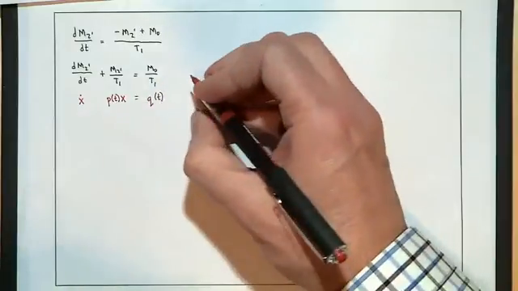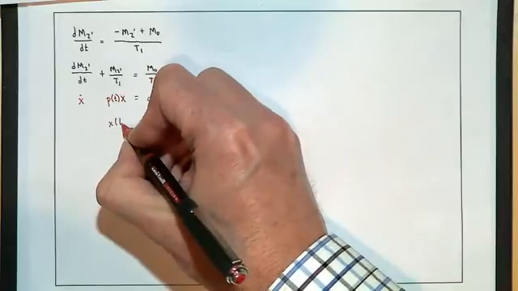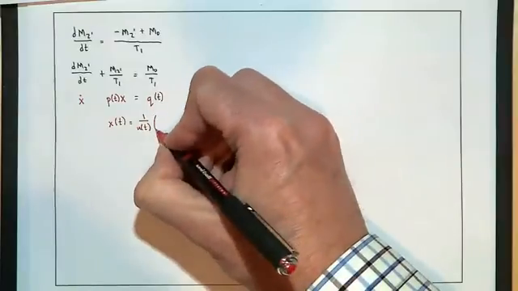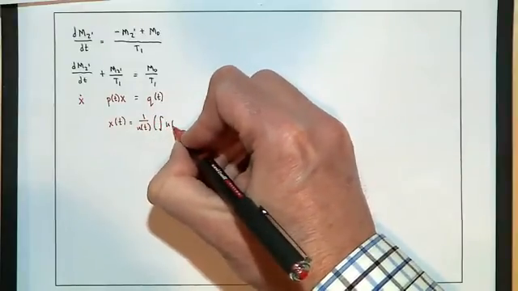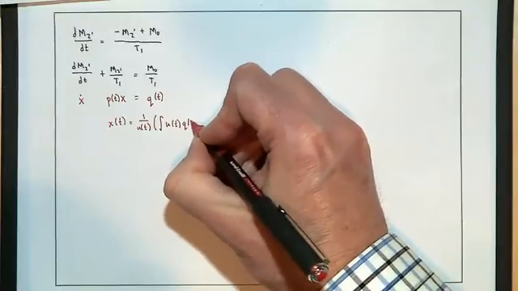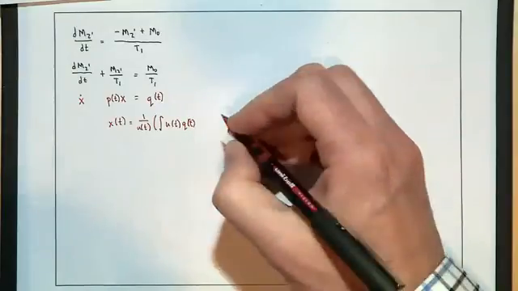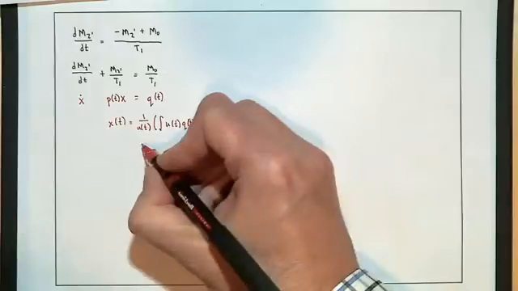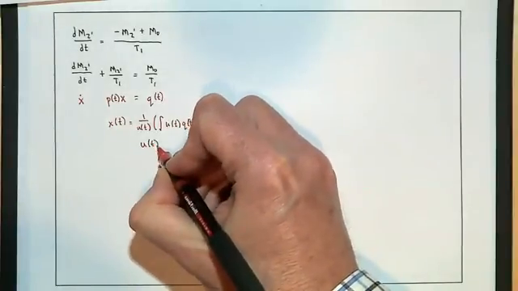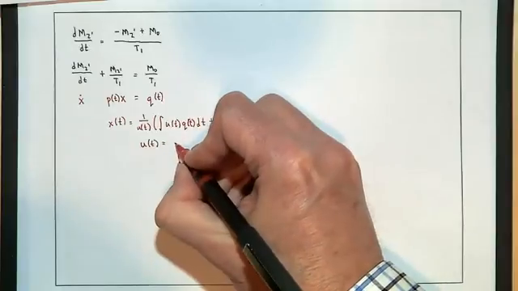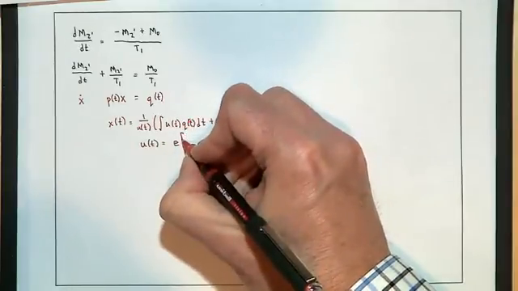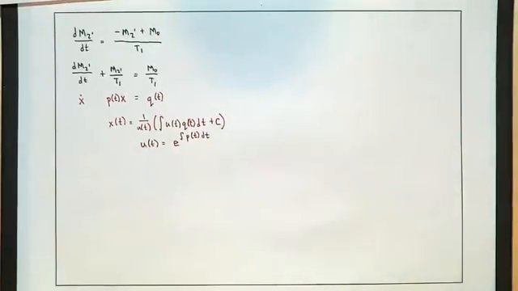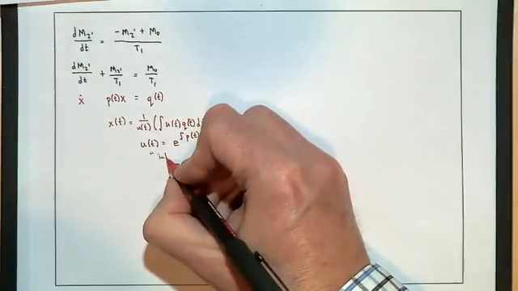As I've written it here, the solution is going to take the form of x of t equal to 1 over u of t times the integral of u of t times q of t dt plus a constant. And importantly, we didn't define it yet, but u of t is what we call an integrating factor, and it's equal to e raised to the integral of p of t.